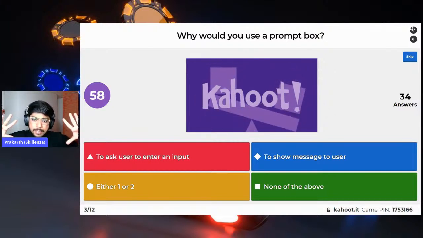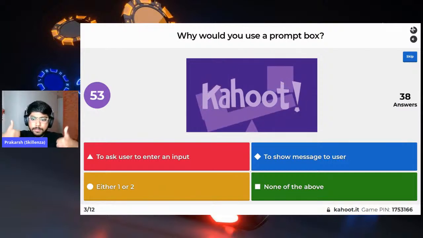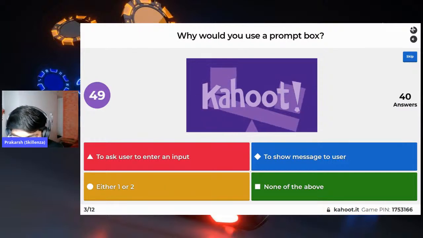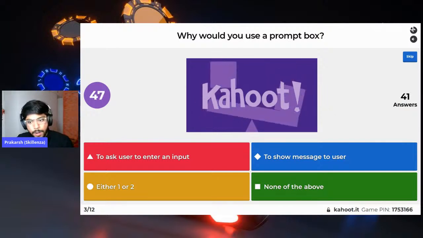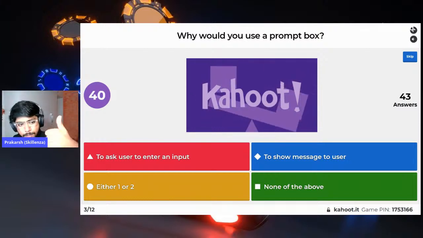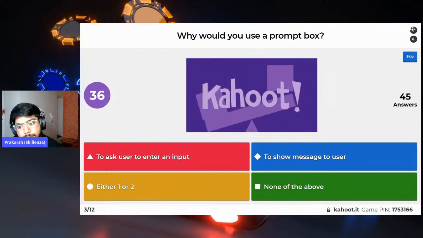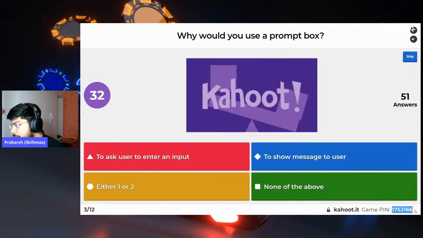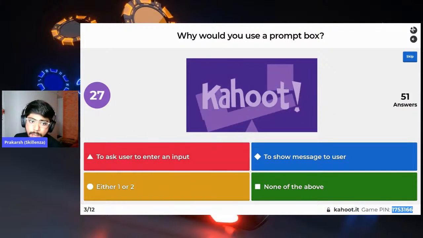Okay, so when we reach 50 answers, we are going to the next question. Works? Rinesh, this is how you get blocked. And you will not be part of the quiz. Best of luck. The game pin is 175-3166. You can join now. We don't have issues with that.